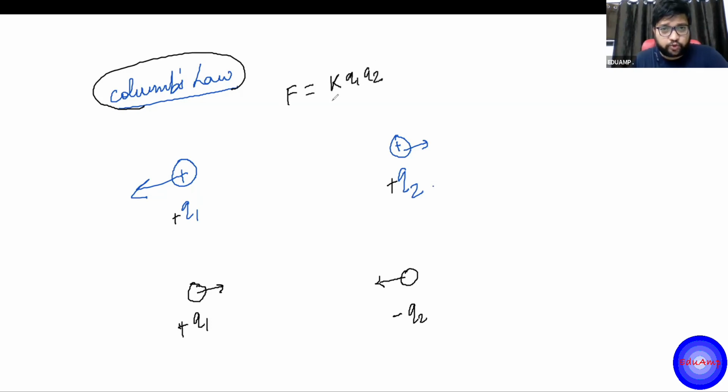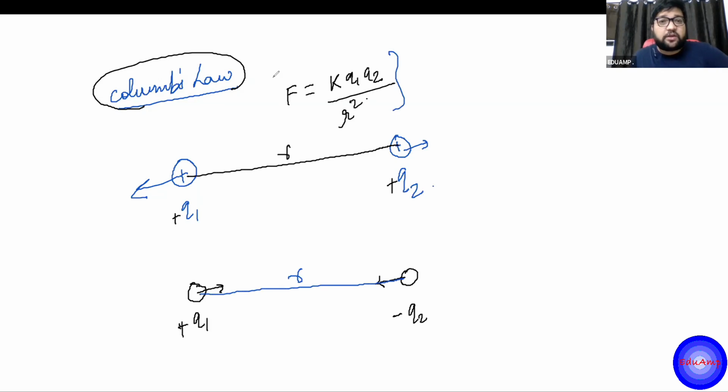Q1 into Q2 upon R square, where R is the distance between the two charges. By this expression, we get the magnitude of the force. Obviously, this force will have a direction. Force is also a vector quantity, so it will have a direction as well.